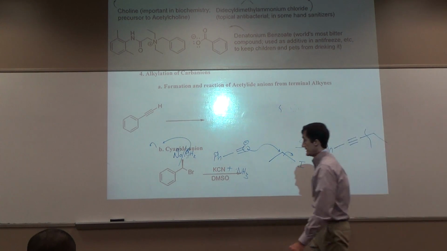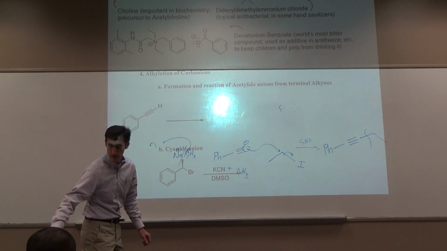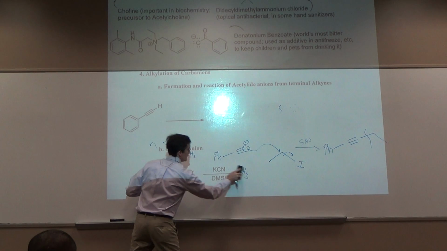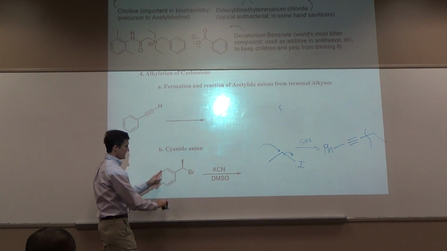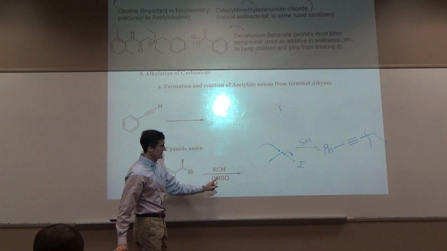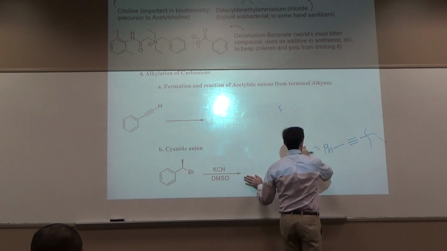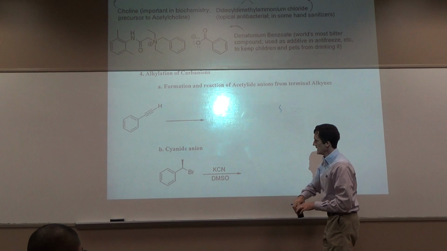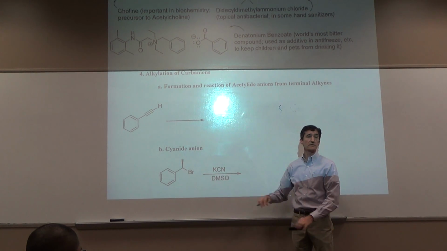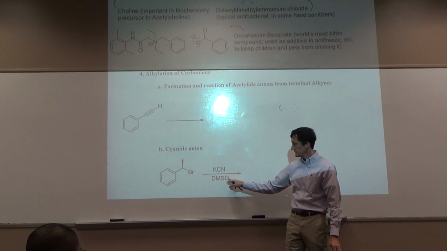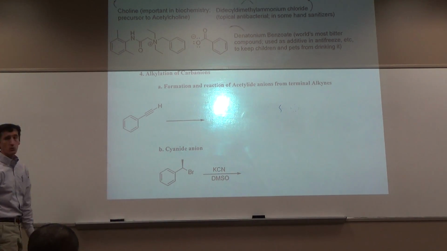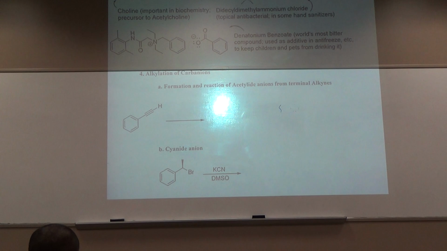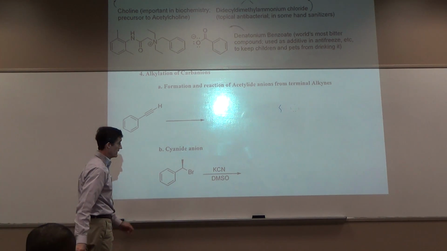Cyanide anions. For example, you take this here, react it with KCN and DMSO. DMSO is just a common solvent. By definition, it's sort of inert. It's a polar solvent. If you look back at the solvent list I gave you during week 1, I think it's on that solvent list. Okay.